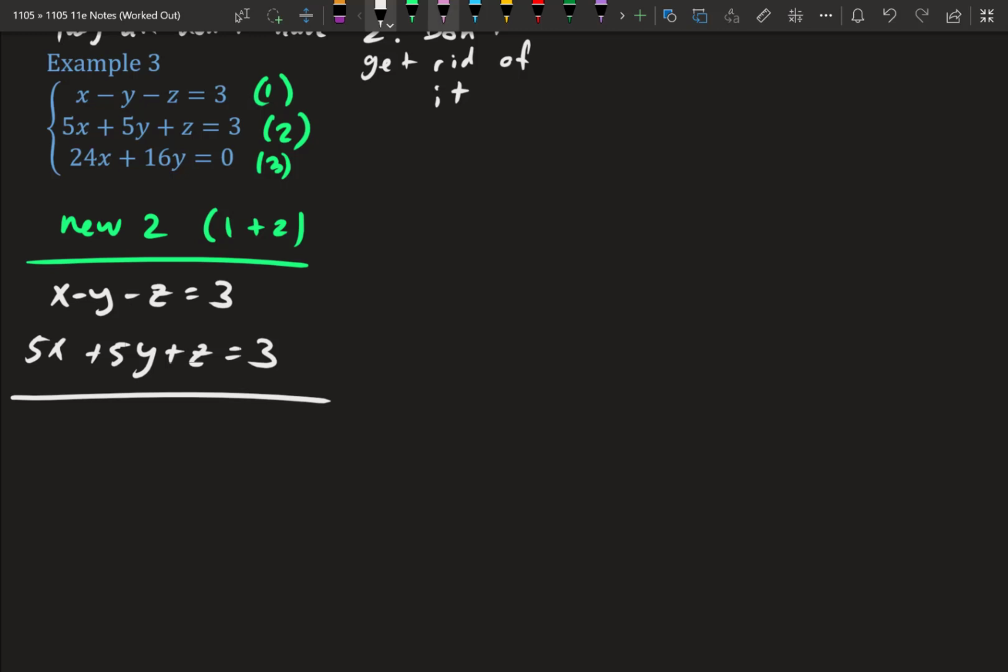I just need to multiply. So I'm going to multiply the top by 5. So we have 5x minus 5y minus 5z equals 15. And on the bottom, we didn't touch anything.